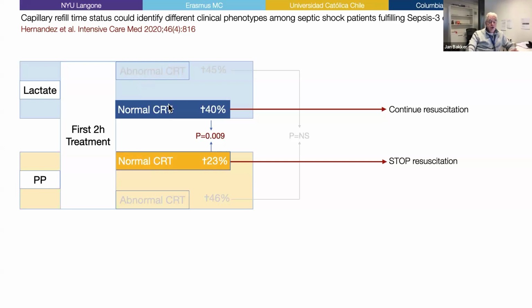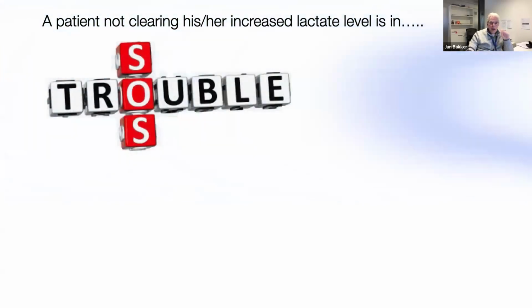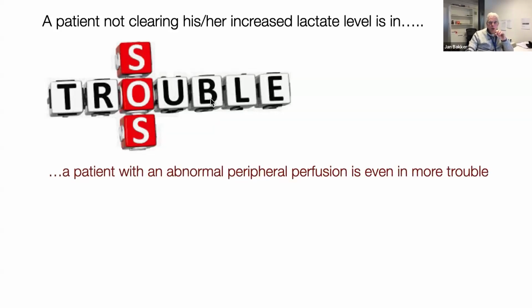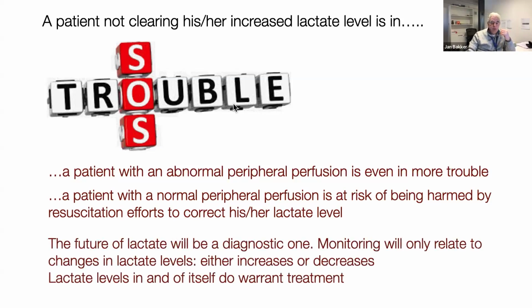So it seems from these two studies that I just showed you that this is more important than this. So a patient not clearing his or her increased lactate level is in trouble. There is no discussion. A patient with an abnormal peripheral perfusion, when not clearing lactate, is even in more trouble. And a patient with normal peripheral perfusion is at risk of being harmed by resuscitation efforts to correct the lactate level. And that's something that Andromeda 2 should tell you.